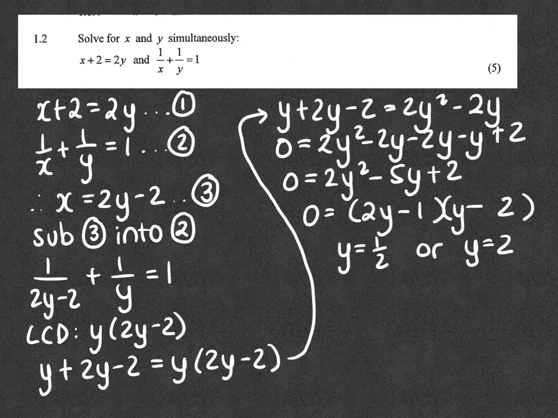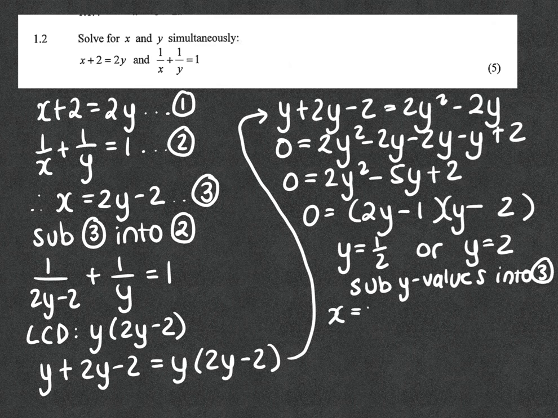You can now sub your y values into equation 3. That is now to establish my x values, because we are simultaneously solving for both x and y. So let's sub that in. Let's use our third. Why am I choosing the third equation, everybody? Because it's already in the form of x equals, so I don't need to really do any algebra. I can just plug this into my calculator.